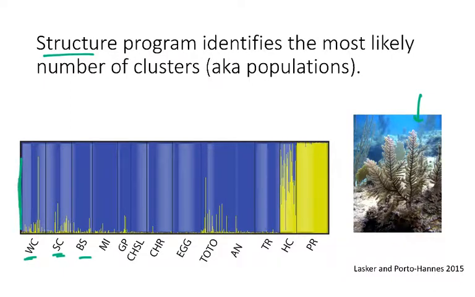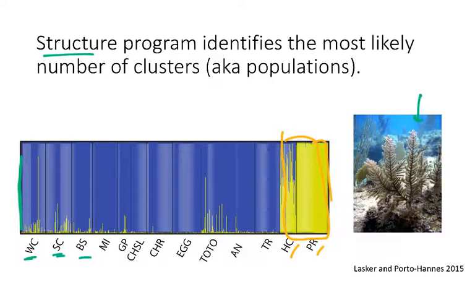Each one of these vertical bars represents an individual, and the height of the colored bar for that individual indicates the probability that it is assigned to, in this case, either the blue population or the yellow population. So the colors here represent different population clusters that the structure program is identifying. If we look at the right-hand side here, these two sites, HC and PR, most of the individuals there have a very, very high probability of being assigned to this yellow population cluster.